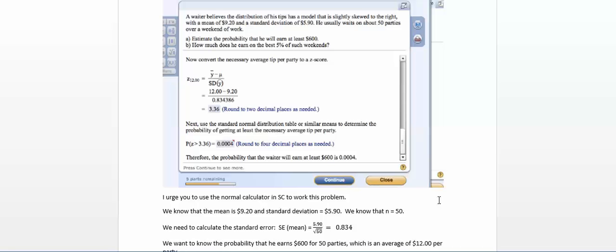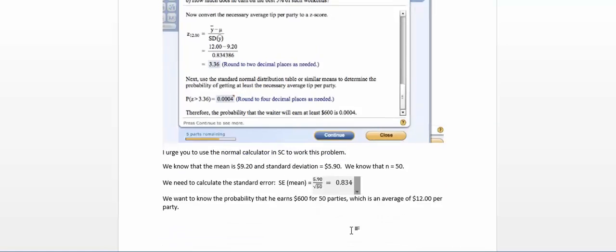To use StatCrunch, the other thing you have to calculate before you go there is a standard error, which you did up here, and that's going to be 590, the standard deviation, divided by the square root of the sample size, which comes out to be about 0.834. So let's go over to StatCrunch.